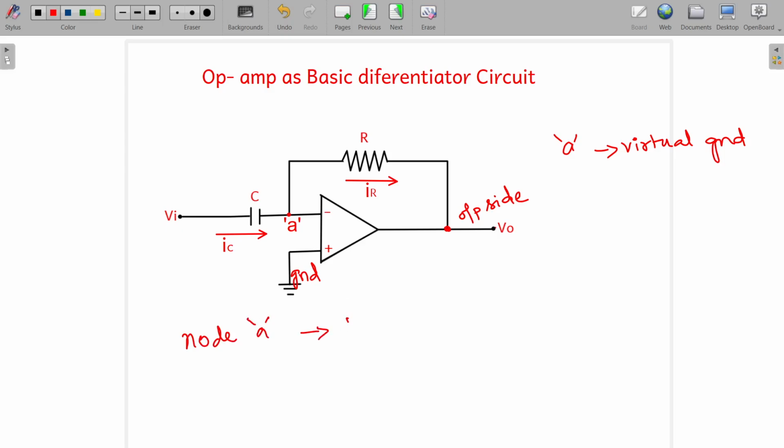We can write the KCL, Kirchhoff's current law. We know that the summation of the incoming currents in a particular node is equal to the summation of the leaving currents. So into this node A, the IC current is entering and this IR current is leaving. So we can write this as IC is equal to IR.